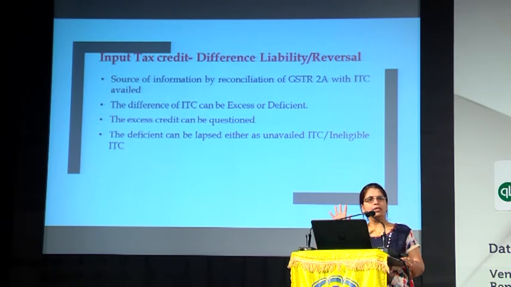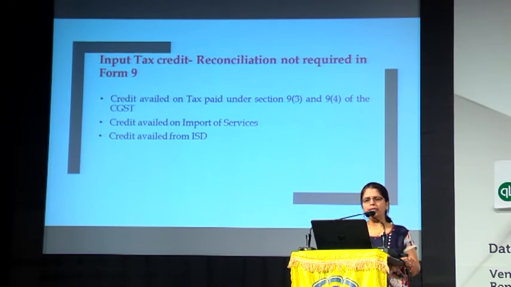This is a task for ourselves, saying that yes, we have claimed the credit more than 2A, or we have claimed the credit less than 2A. So we are only admitting to the government by filling this table. Now one more is reconciliation. The government is not eager to have a reconciliation on certain items. The government says, I don't want your reconciliations for tax paid under 9.3 or 9.4.